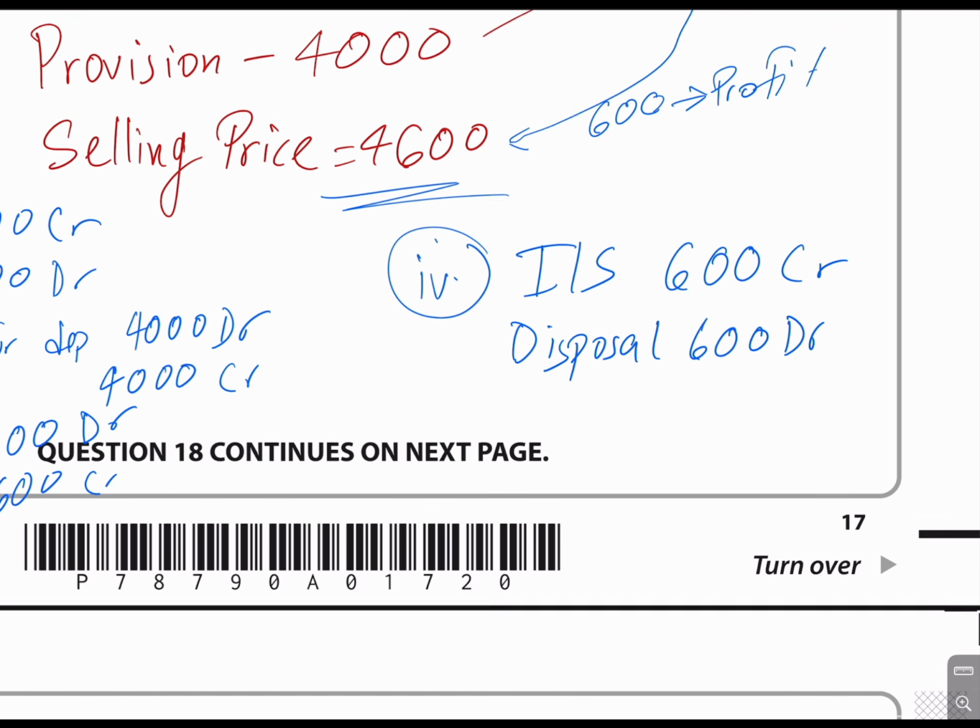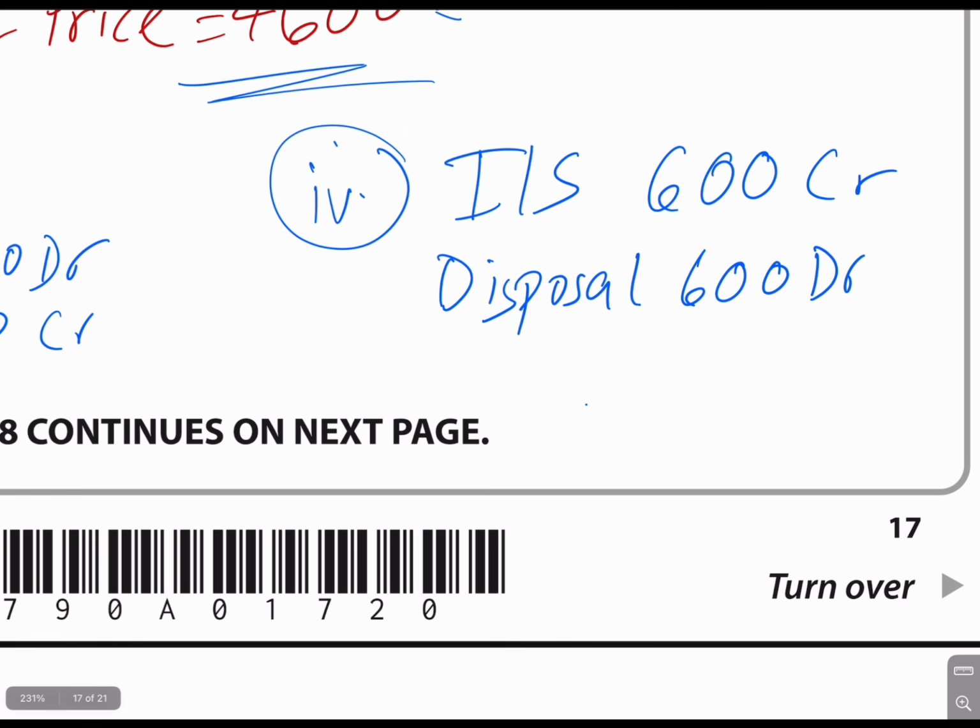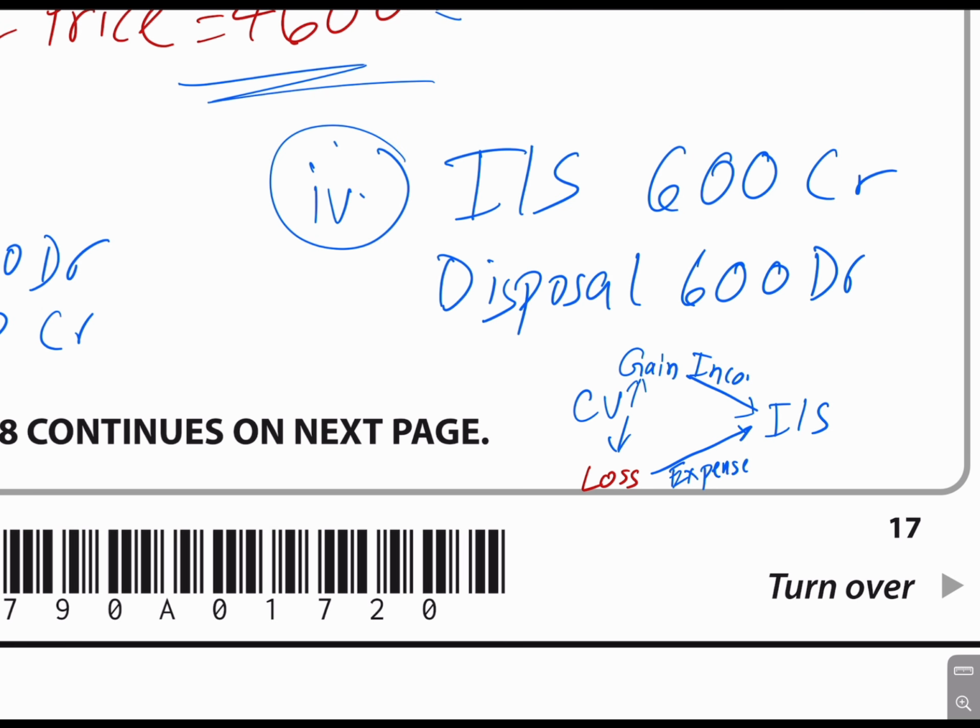Now you can also do this. So if you were selling it above carrying value, it's a gain. If you are selling it below carrying value, it's a loss. Now gain or loss, it is posted on the income statement, right? So if it's a loss, it's an expense for the business. If it's a gain, it's an income for the business.